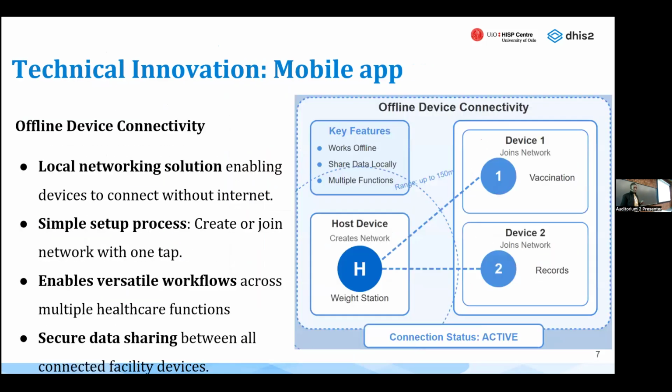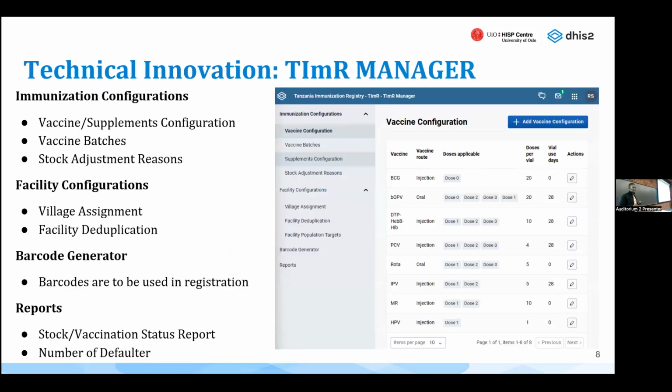And who is supposed to do that mapping? So we created what we call the team lead manager, where the district officer can do all of the mapping. Through this interface, as you can see, they can assign the facility catchment. There were also other functionalities required, for example facility deduplication, because there are some duplications. Another important functionality that we did is the barcode.